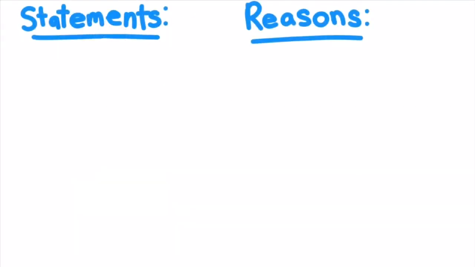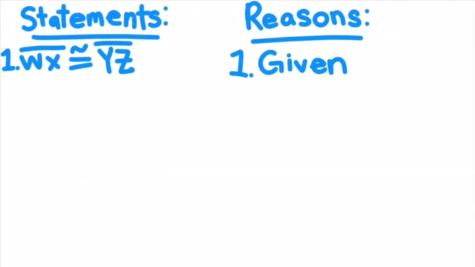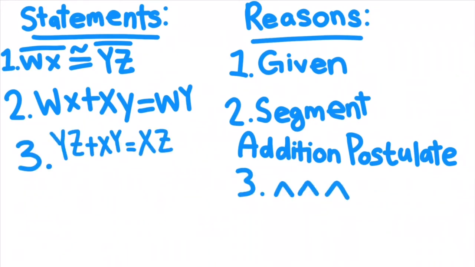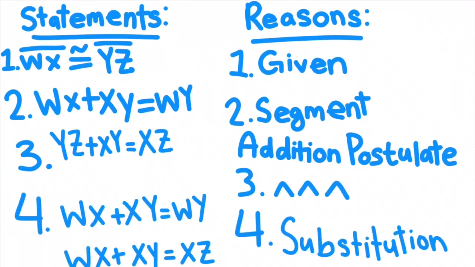First, as always, in our statements we write out our given. The reason is given. Next, we can say that WX plus XY equals WY, and also YZ plus XY equals XZ. The reason would be segment addition postulate. Here we can substitute YZ in the second equation with WX because they equal each other. So, number 4 would be WX plus XY equals WY, and WX plus XY equals XZ. You can see that both of the equations are on top of each other and are equal. So that means we can use substitution to say WY is congruent to XZ.